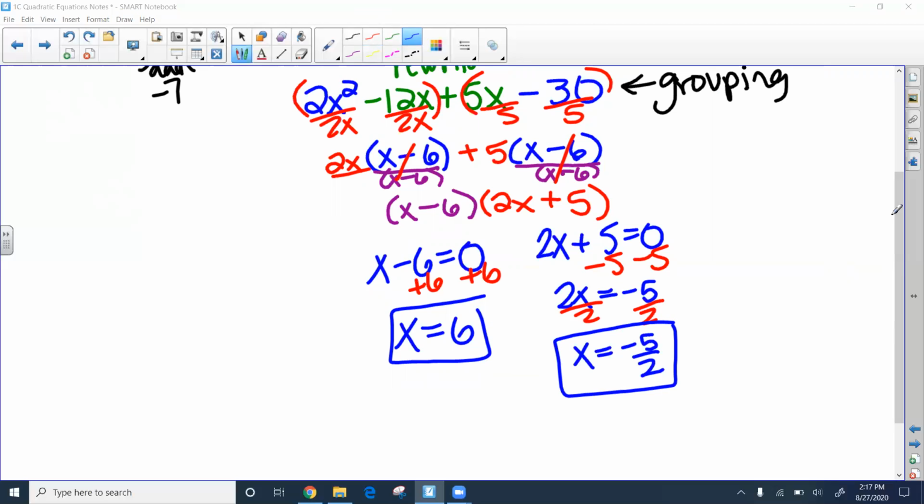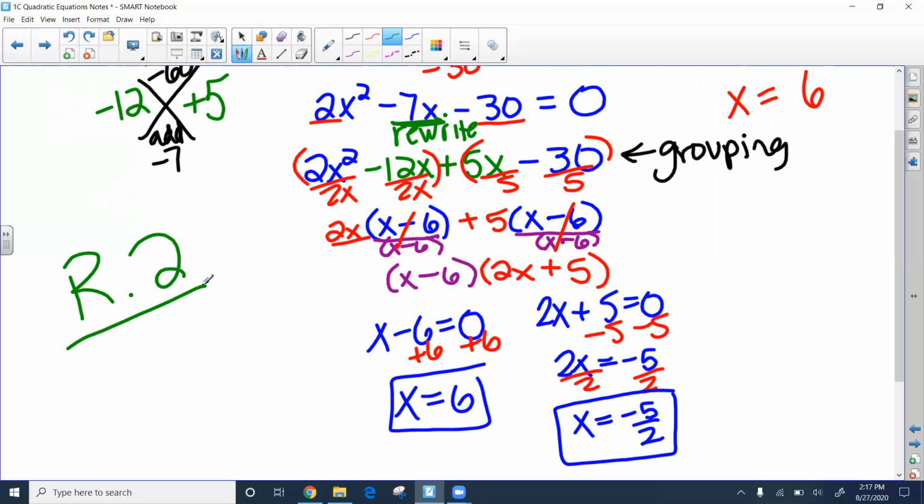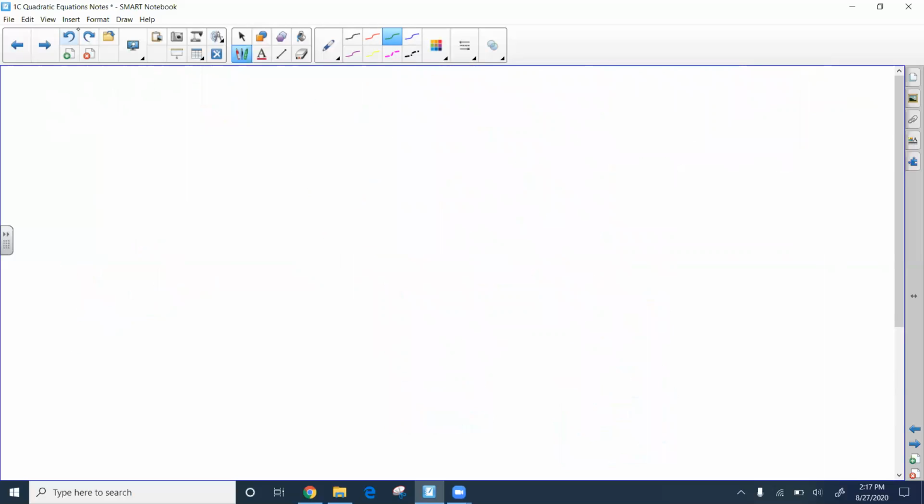So remember, we did all this factoring in section R2. We spent probably at least a week on factoring. So if you're still struggling with factoring, you can always go back to Google Classroom and rewatch the R2 videos just to kind of help you refresh your memory on factoring. But hopefully the factoring that we did in class was enough to refresh your memory.